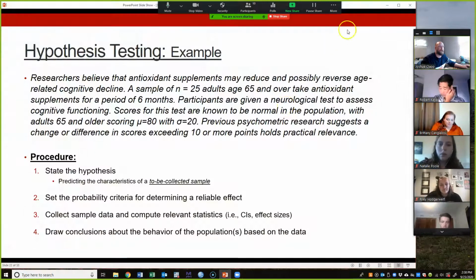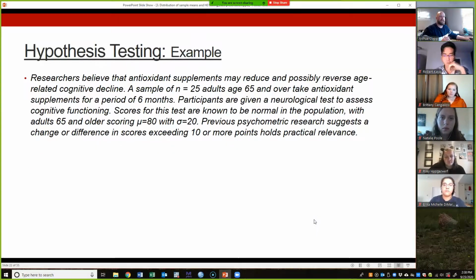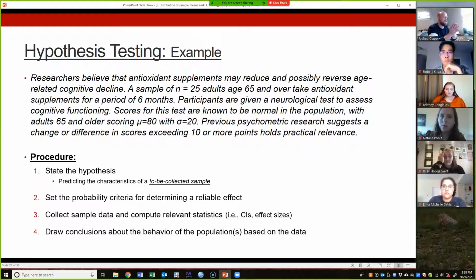finished up last time. Well, we had made our way through an example. We were talking about some hypothesis testing stuff, right? And so just to get us all back on track, what we had done is we said we've got a group of investigators who believe that antioxidant supplements could help improve cognitive decline in older adults. So what we do is we have 25 adults, 65 and over, take supplements for a period of 6 months.